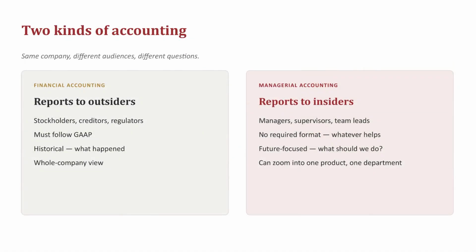Think of financial accounting and managerial accounting as 2 answers to 2 different audiences. Financial accounting speaks to outsiders like investors, lenders, and regulators, so it follows GAAP and focuses on the whole company and what already happened. Managerial accounting speaks to insiders, managers, supervisors, team leads, so it can use whatever format helps decision-making. It can zoom in on one product, one department, or even one batch. That flexibility is exactly why we use it here. We are not just reporting costs, we are using them to make better decisions.